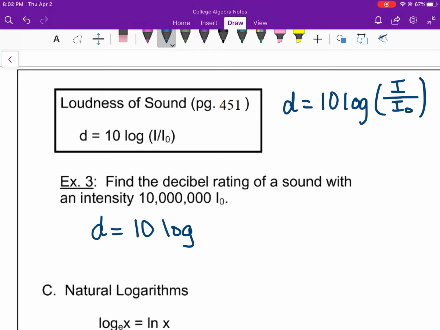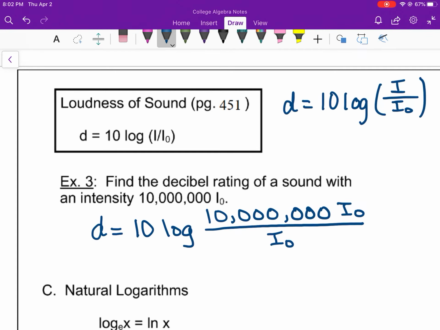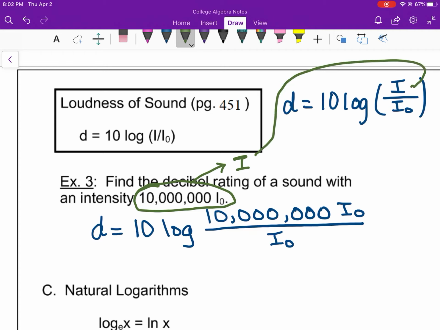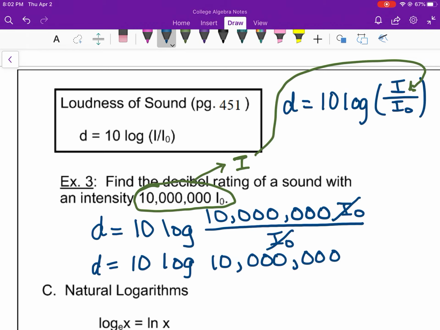So the intensity is 10 million I of 0. And we're going to divide that by I of 0 because that's what the formula says. So what I've done here, this is I, and I plug that right into my formula right there. Now these are going to cancel. And we had that discussion earlier about counting the zeros for a logarithm of a power of 10. 10 million has 7 zeros, so this is going to be 10 times 7, which is 70.